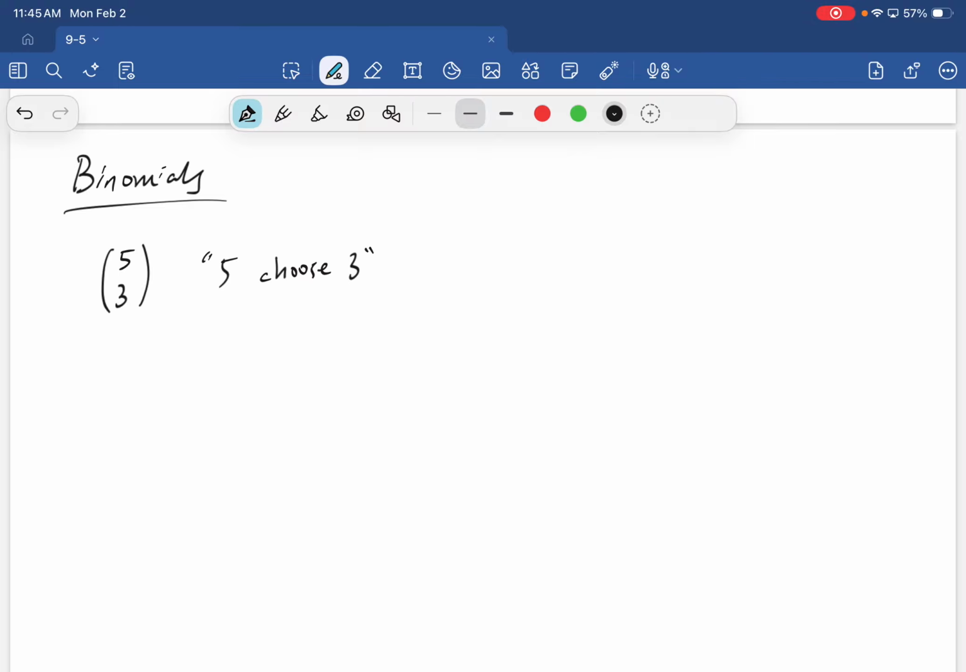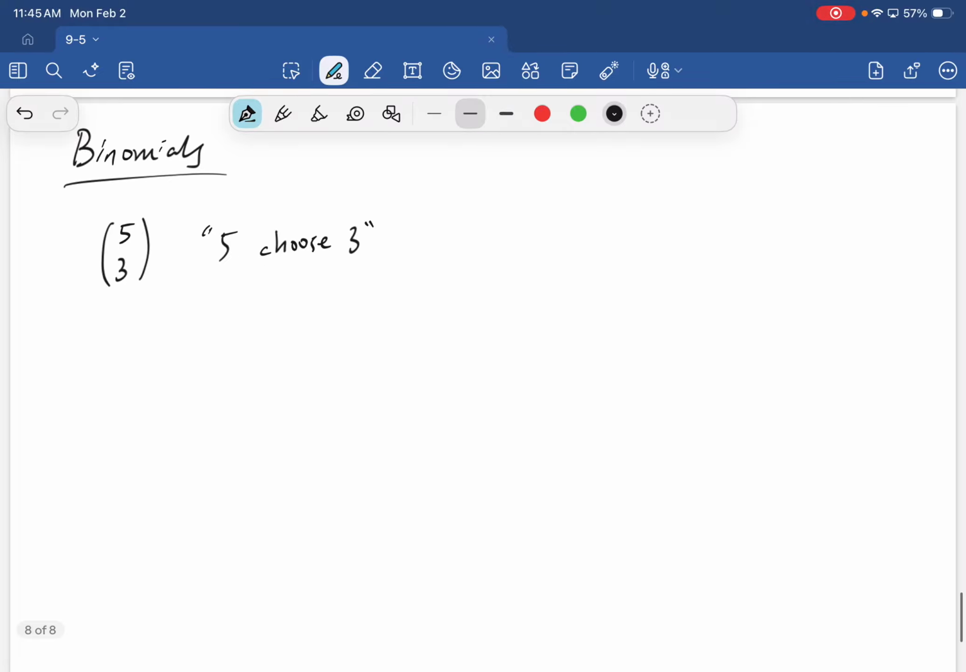So because we have 3 on the bottom, we're going to write the first 3 factors from 7 factorial. That's 7, 6, and 5. And then on the bottom, we'll have 3 factorial. So 3, 2, 1. So it's 7, 6, 5 over 3, 2, 1. And then you do the canceling. Cancel as many terms as possible, and then you'll have your final answer.